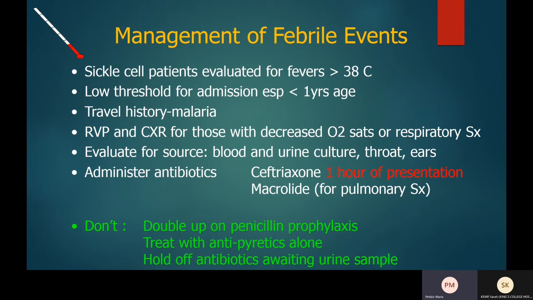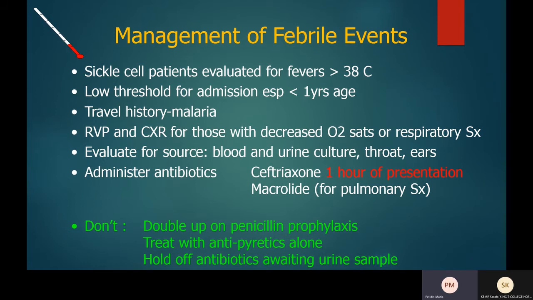Now, they should have a careful evaluation for a source of an infection, including a blood and urine culture, an examination of their throats and ears. A respiratory viral panel and chest X-ray should be obtained for those who have decreased oxygen saturations or respiratory symptoms. And they should get antibiotics within an hour of presentation. And this is another UK standard. We usually choose a broad-spectrum antibiotic, such as ceftriaxone. If they have pulmonary symptoms, we will add a macrolide, and I will discuss the reason for this shortly.